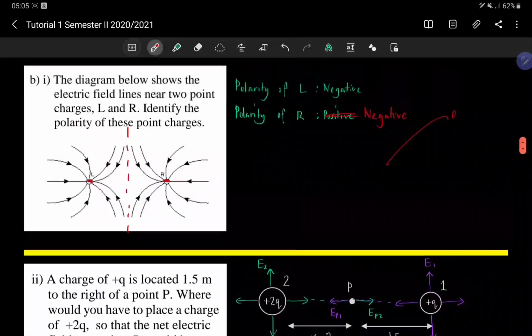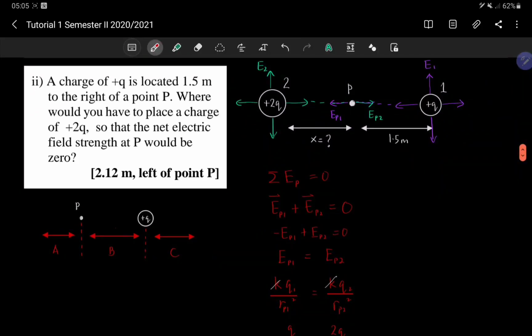Okay, next question number 3B2. A charge of positive Q is located 1.5 meters to the right of a point P. Where would you have to place a charge of positive 2Q so that the net electric field strength at point P will be 0? So this is the situation. There is a point P, and the first charge is located 1.5 meters to the right of point P. So this is point P, and at 1.5 meters there is a particle which is a positive Q charge. They ask you to find a position where, by locating a positive 2Q charge, the net electric field strength at point P equals 0.